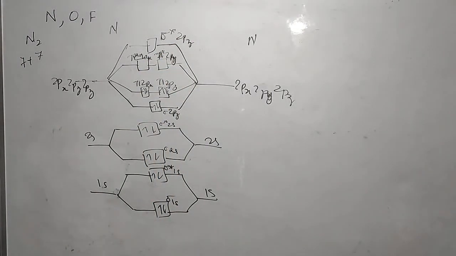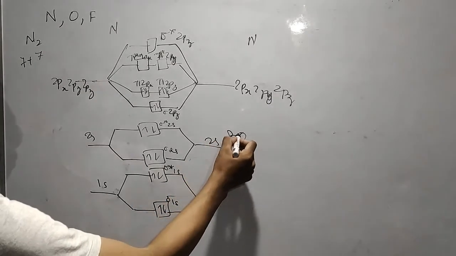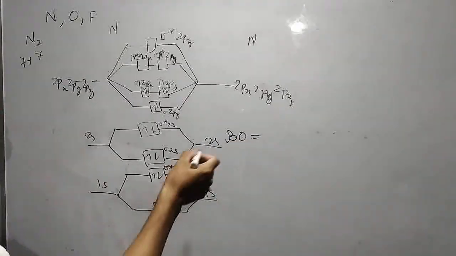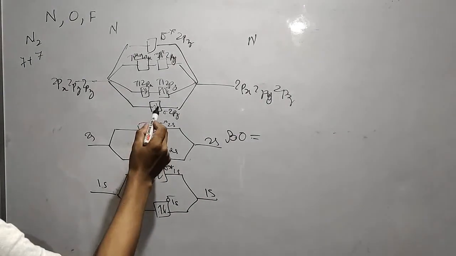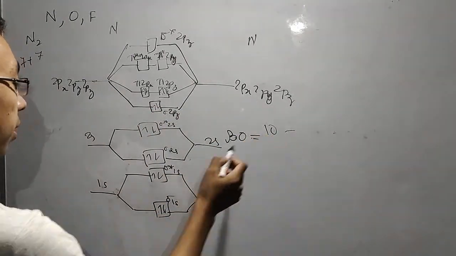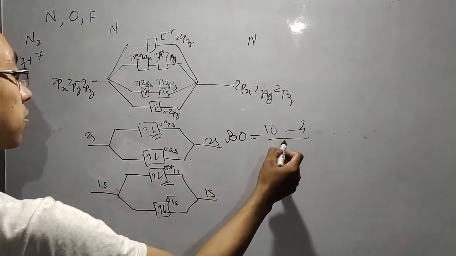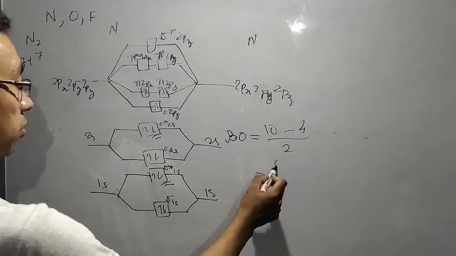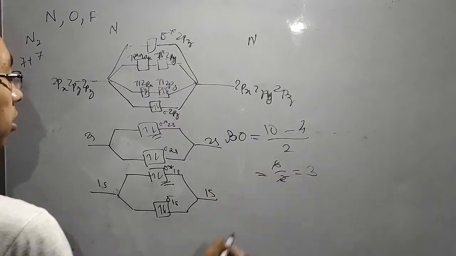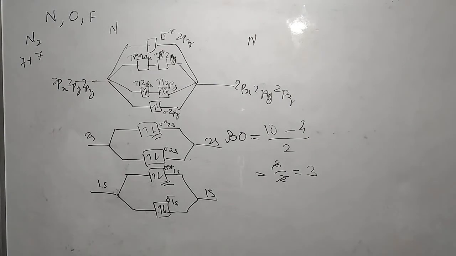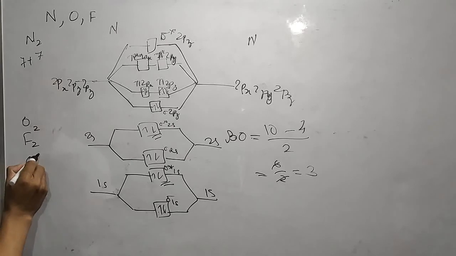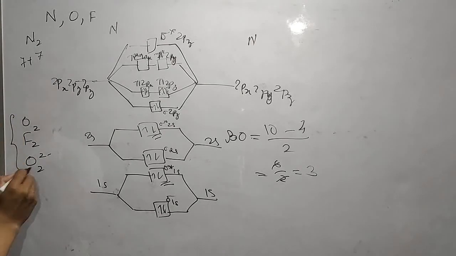Now the bond order is here. The number of bonding electrons is 1, 2, 3, 4, 5, 6, 7, 8, 9, 10, minus the number of anti-bonding, which is 1, 2, 3, 4. So 10 minus 4, divided by 2, is equal to 6 by 2. Therefore the bond order is 3. Then the MO configuration, I want you to do by yourself, and also do it for O2, F2, and O2 2 minus. So you try for these.